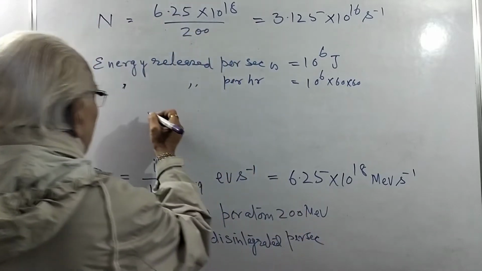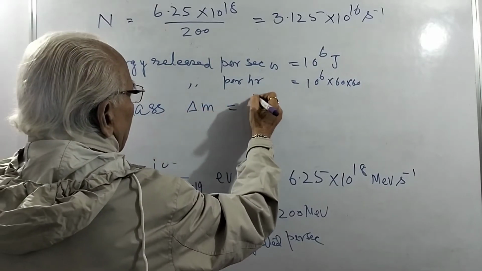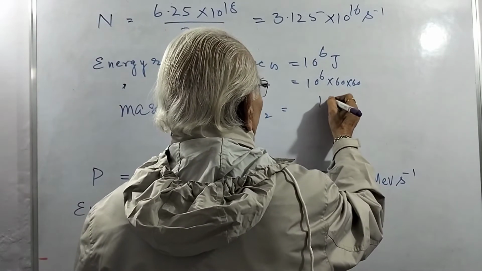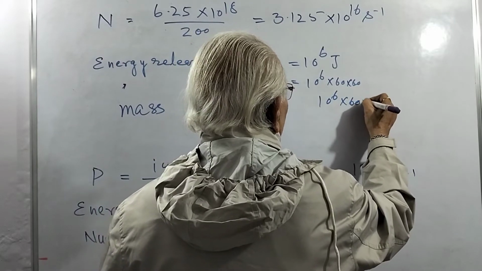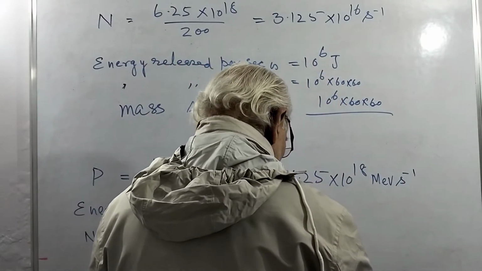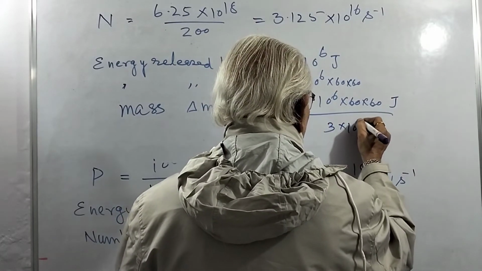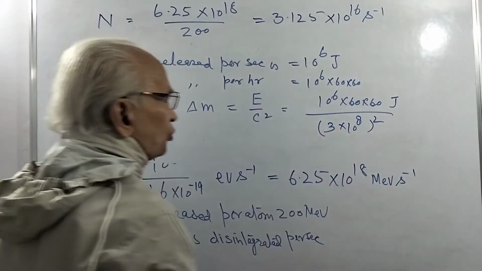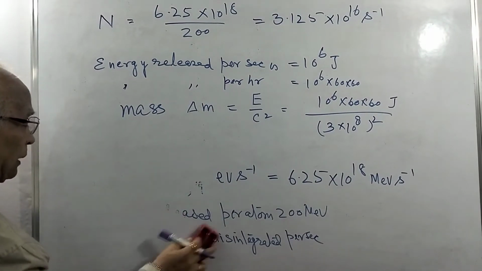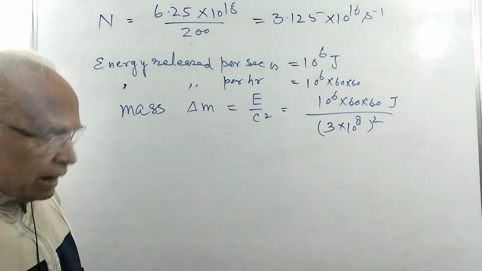Now what is the mass? Mass delta M is E over C square. E is 10 to the power 6 into 60 into 60, this is the energy in joules, and C square is 3 into 10 to the power 8 squared. So from this you get how much mass is needed for the energy released, and you can calculate this mass required.